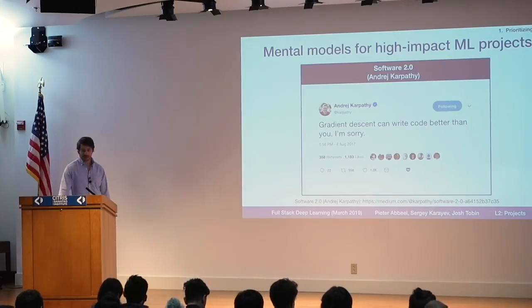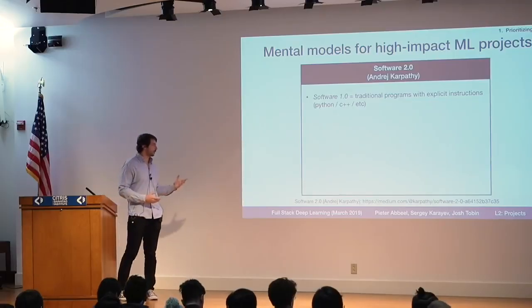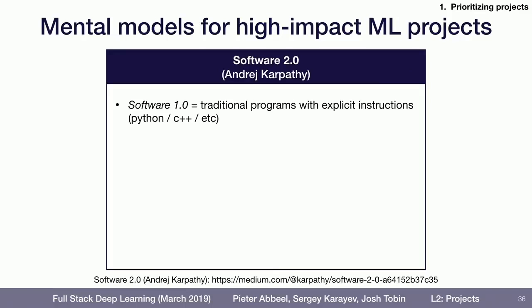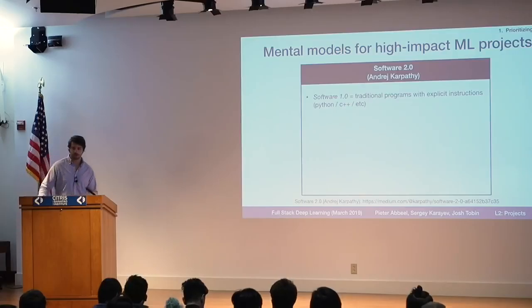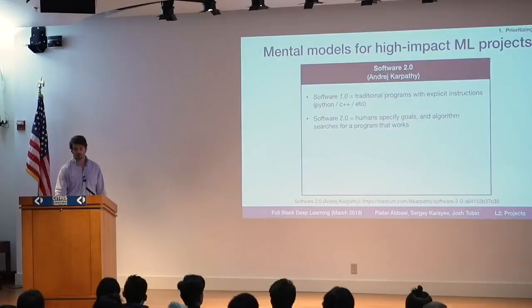This is an idea that Andre has been calling software 2.0. The idea is really, there's this existing paradigm which Andre calls software 1.0, which is what you think of as traditional programs. You write explicit instructions in Python, you compile them into machine instructions, and then you run them. Software 2.0 is a different programming paradigm where instead of humans specifying the instructions, humans specify abstract goals. And then you have a program that searches for the code that best solves that problem.